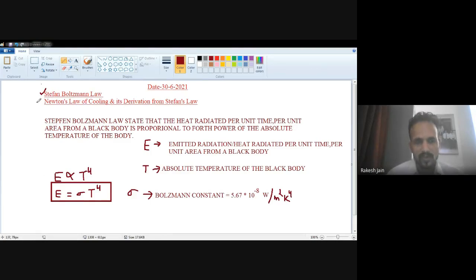Now, what is the statement of Newton's law of cooling? Newton's law of cooling states that the heat emission rate, the rate at which heat is radiated from a body, is proportional to the difference between the absolute temperature of the body and the surrounding temperature. So I will now write down the statement of Newton's law of cooling here.